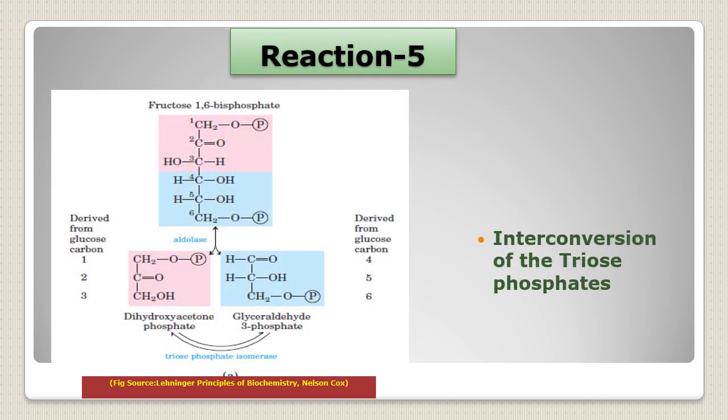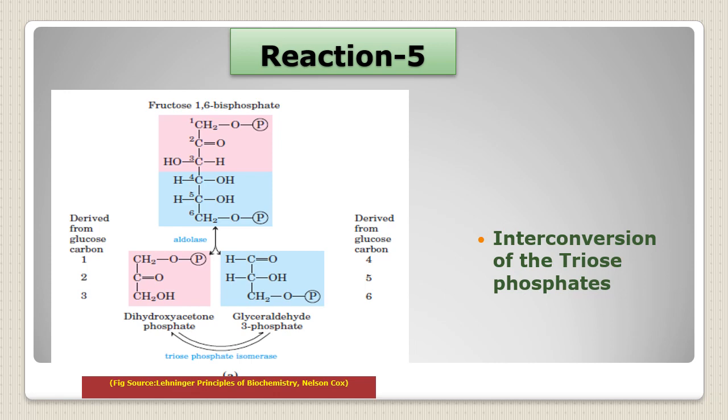So this is reaction 5. This reaction is known as interconversion of the triose phosphates. Here triose phosphates means that dihydroxyacetone phosphate and glyceraldehyde 3-phosphate, both molecules contain 3 carbon atoms, and that is why they are known as triose molecules, and they contain a phosphate group. That is why these two molecules are referred to here as triose phosphates.